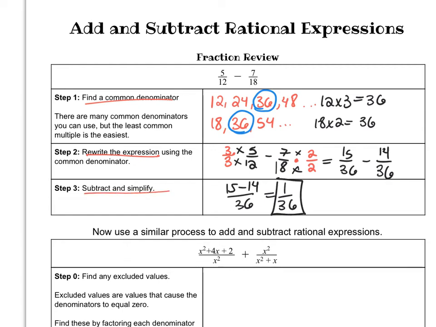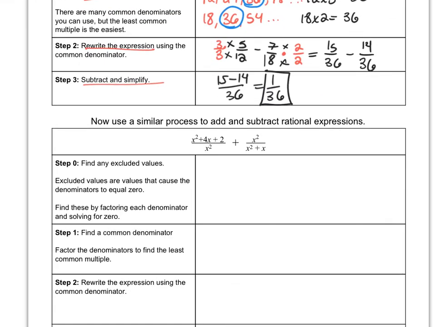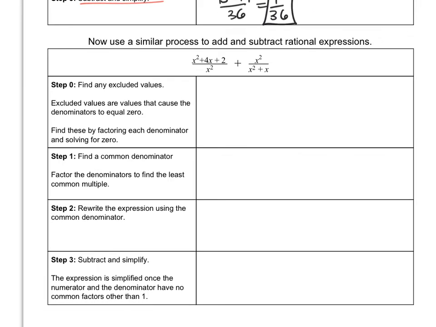So these steps are going to work for rational expressions. Rational expressions just take a little bit more work. We do, however, need to add one step at the beginning. When we have a rational expression, we need to find our excluded values, so the values that are not allowed in the domain. And those occur whenever the denominator is equal to 0.